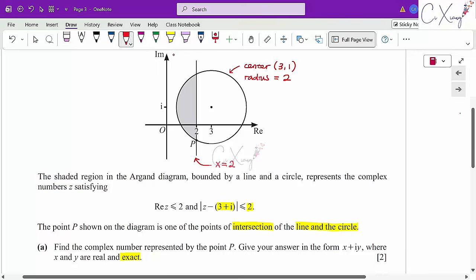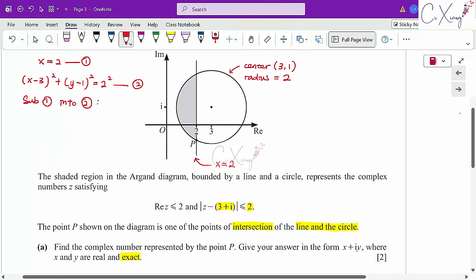Alright, so first, you have x equals 2 as the first equation, the line equation. And what is the equation of the circle here? To write the equation of the circle in standard form, you have (x minus 3) squared plus (y minus 1) squared equals radius squared, 2 squared. And this is your second equation. Since P is the intersection point between the line and the curve, we solve the equations simultaneously. So I substitute x equals 2 into the second equation.